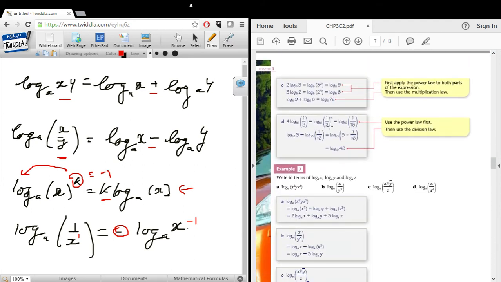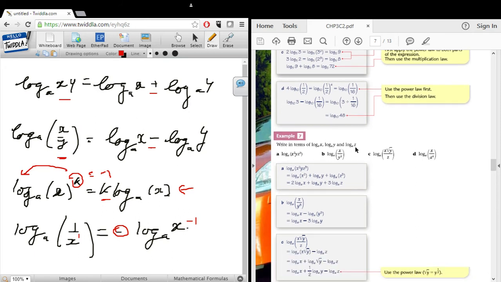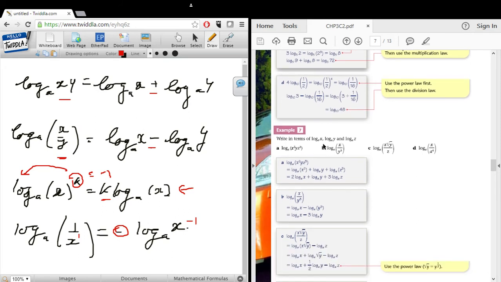And as follows, similar thing. Write in terms of log_a x, log_a y, and log_a z. And you can see what they've done here. So they've used the law of multiplication, they've noticed it, and then that's why they've got these three here. And then they've used the law of power, okay, and so they've got a term for each x, y, and z.